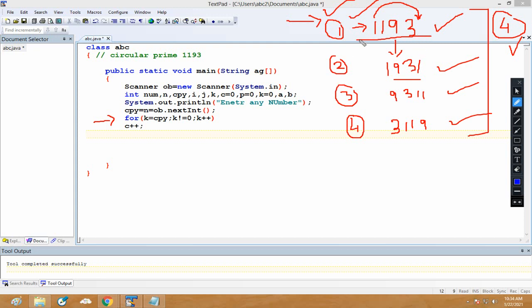Okay, sir. Very good. So now what we are supposed to do, first of all we will find 10 to the power number of digits, that is this.